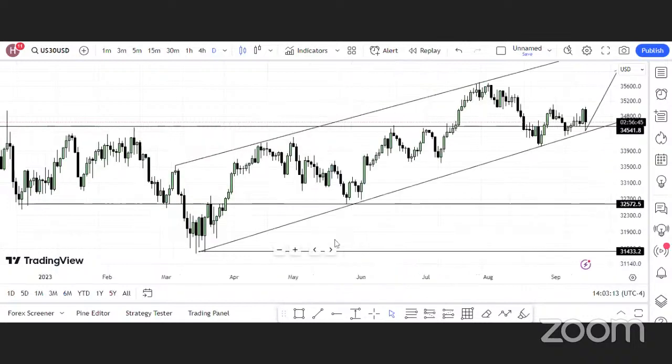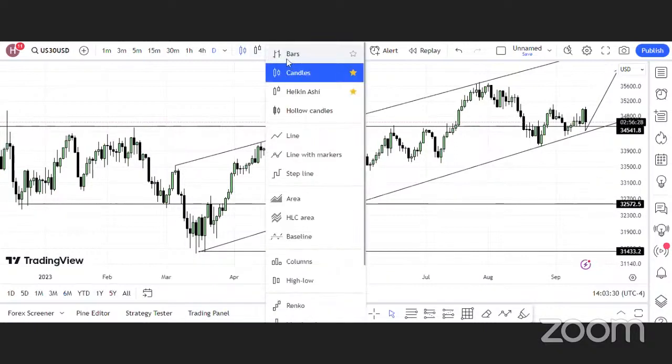Okay, so what you are seeing here right now is the candlestick chart. This is how the candlestick chart looks like. Look at this. You see they look like candles, isn't it? So we call them the Japanese candlestick. Okay, these are candlesticks. So let me show you the line chart.